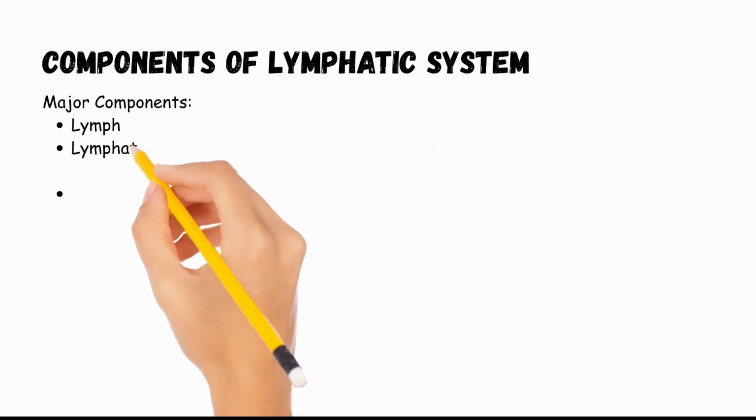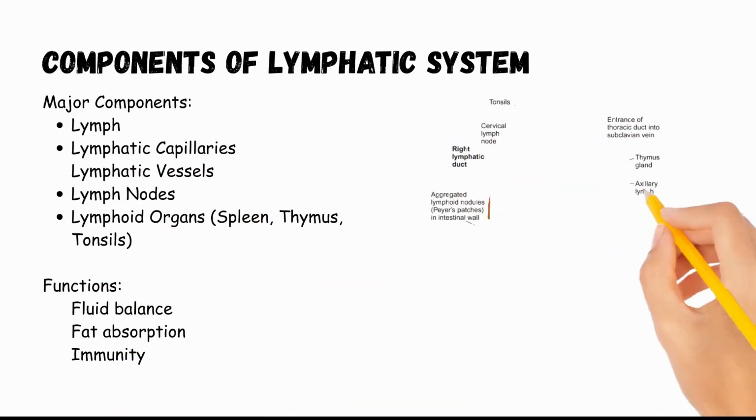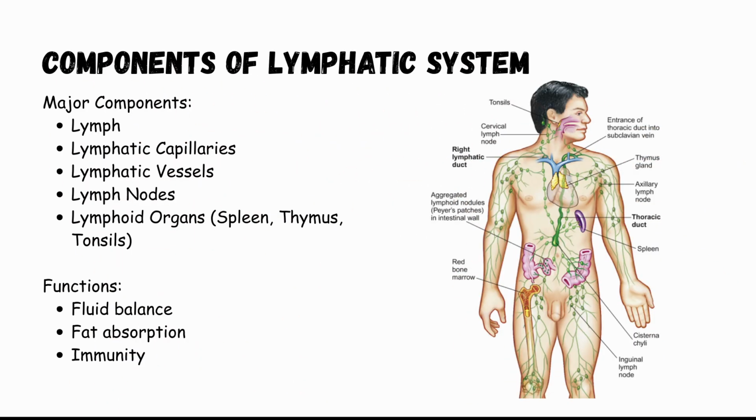The lymphatic system consists of lymph, lymphatic capillaries, vessels, lymph nodes, and lymphoid organs such as the spleen, thymus, and tonsils. Lymph nodes act as filters, trapping pathogens and activating immune responses. Overall, the system performs three main functions: maintaining fluid balance, absorbing fats, and protecting the body from infections.